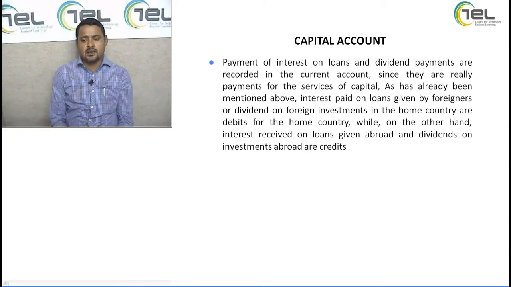Payment of interest on loans and dividends are recorded in current account, since they are really payment for the services of capital. As has already been mentioned, interest paid on loans given by foreigners is a debit for the home country, while because the same is to be received by the foreign countries, it will be a credit in the foreign countries.